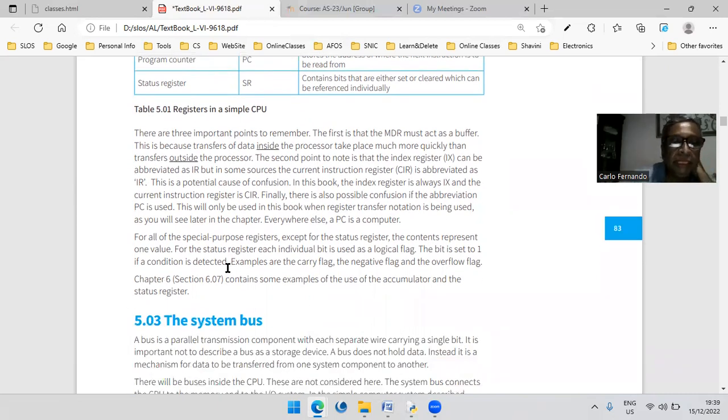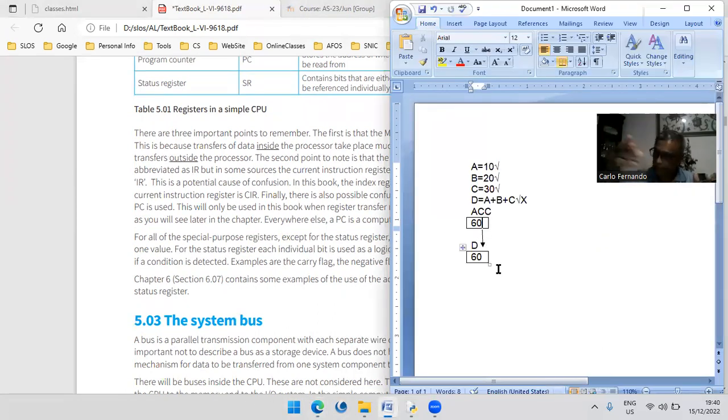For all of the special purpose registers, except for the status register, the contents represent one value. So which one can have more than one value? For all of the special purpose registers, except for the status register, the contents represent one value. So all these registers have only one value.